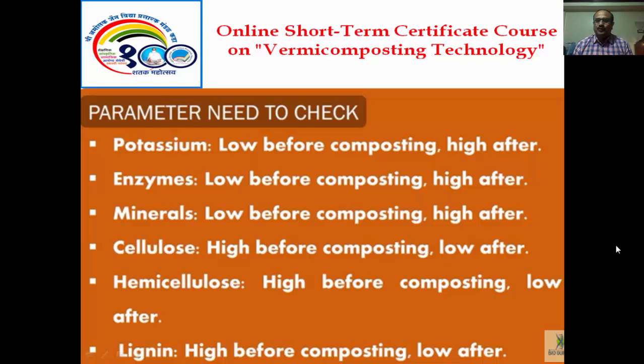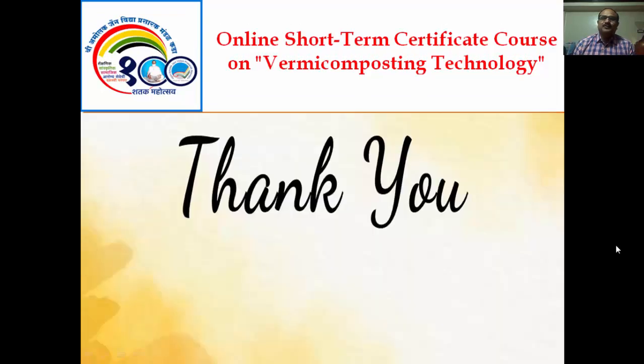Cellulose is high before composting and low after. Hemicellulose is high before composting and low after because of the composting. Lignin is high before composting and low after the composting.